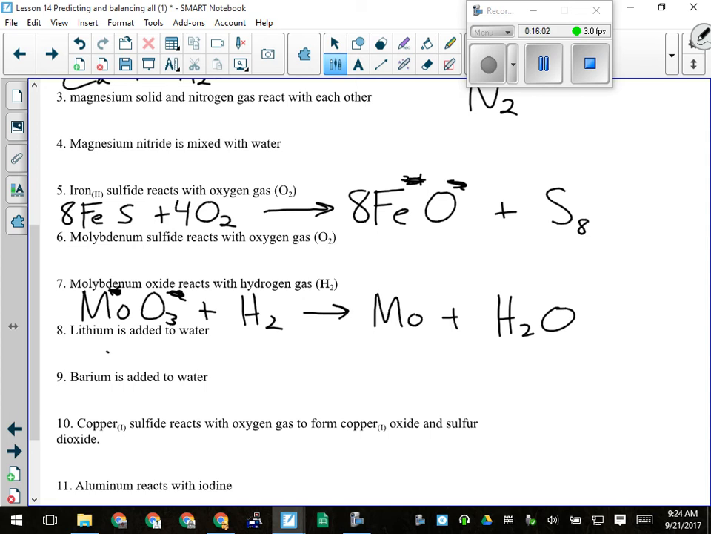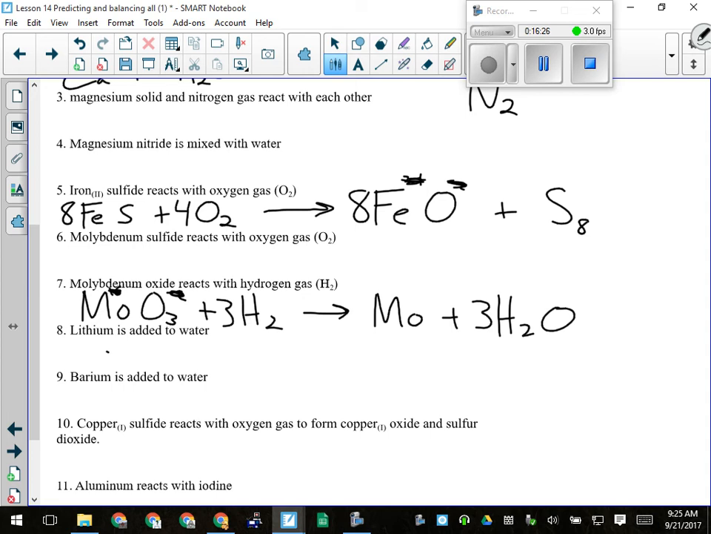You can write it as HOH if you want as well, but in this case, it makes more sense to write it as H2O so I can follow where I got the oxygens from. Now I've got to balance everything. Right now, everything except oxygen is balanced. So I've got to go over here and get myself 3 oxygens. When I do that, it gives me 6 hydrogens, and my molybdenums are still 1 and 1.